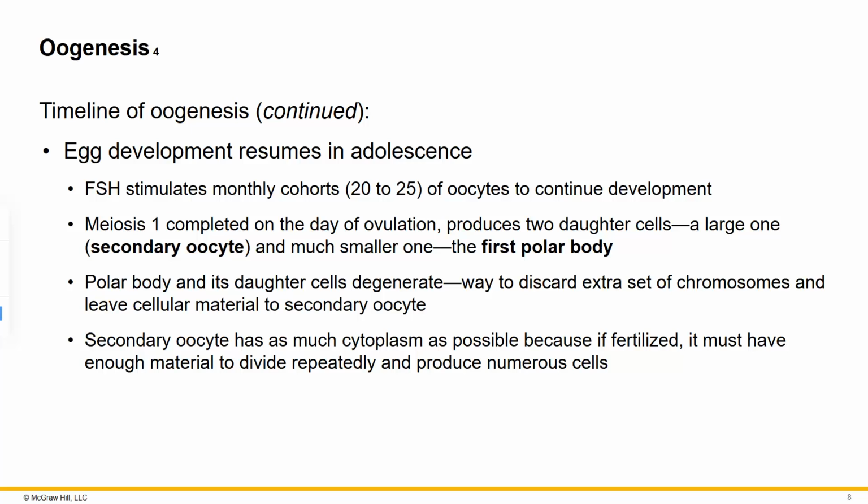It produces 2 daughter cells, a large one, which is called a secondary oocyte, and a much smaller one, the first polar body. The polar body and its daughter cells degenerate, a way to discard an extra set of chromosomes and leave cellular material to the secondary oocyte. The secondary oocyte has as much cytoplasm as possible because if it's fertilized, it has to have enough material to divide repeatedly to produce numerous cells.